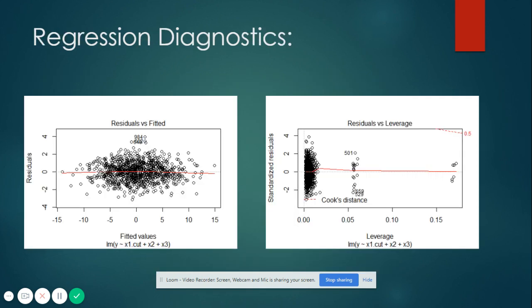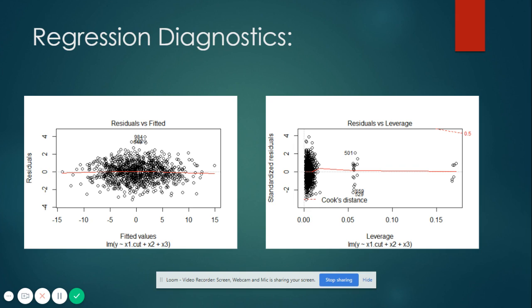I decided to run diagnostics on this regression to make sure that it was sound, that there were no real issues. And as we can see on the left, we have normally distributed residuals around a mean best fit line of 0. So that shows us that those assumptions are met, as well as it can also point to the fact that we have homoscedasticity.